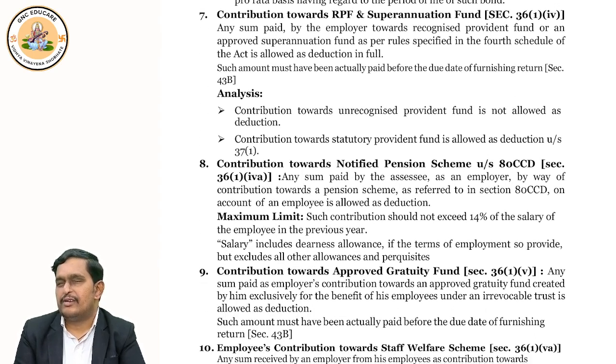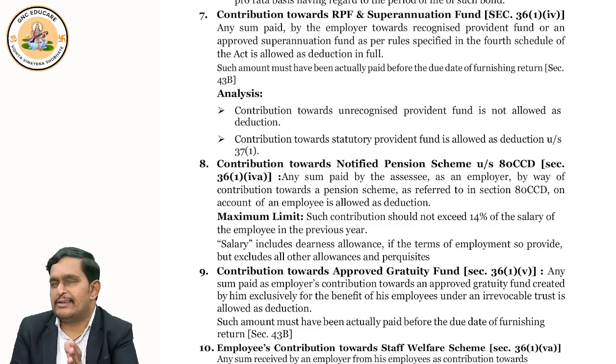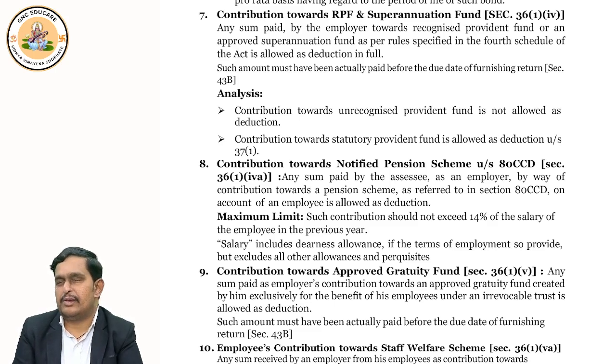Proportionate basis means we have to create a ratio based on the number of months the zero coupon bond is held in the previous year, during the whole years for which the bond is issued. Then whatever interest is there, divided by the number of months it was held for the whole period, you will get interest per month, into the number of months the bond was held in the previous year. This way if you do the computation, you will completely understand the topic.